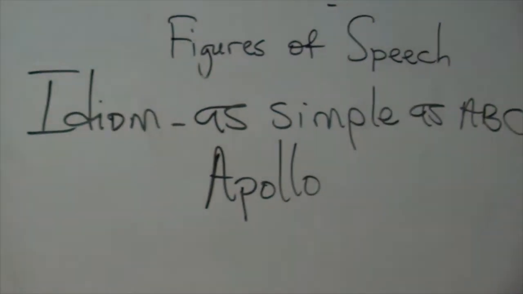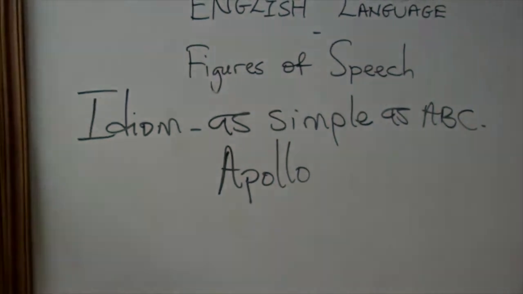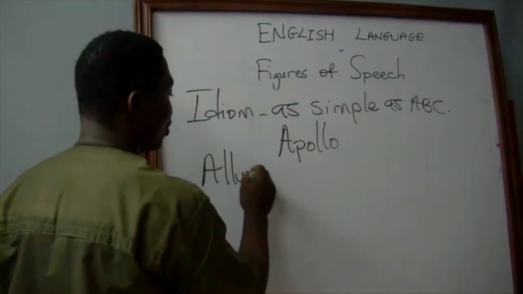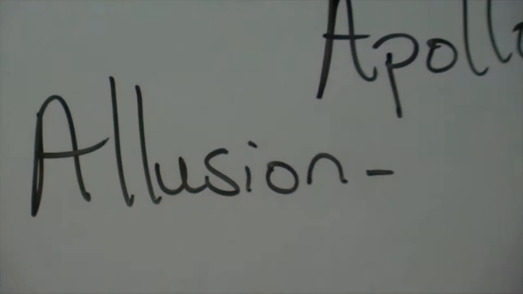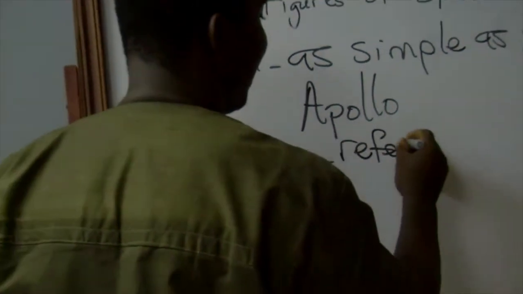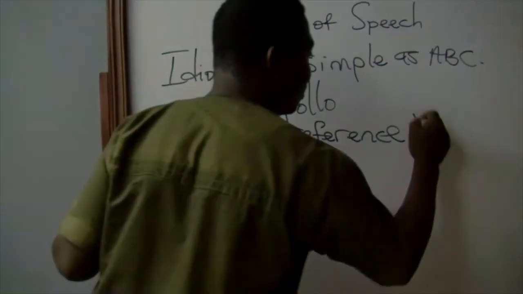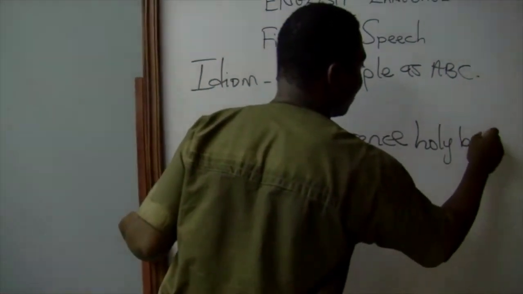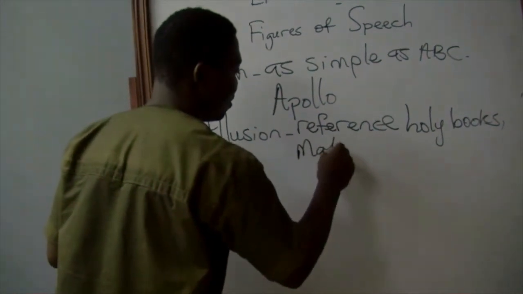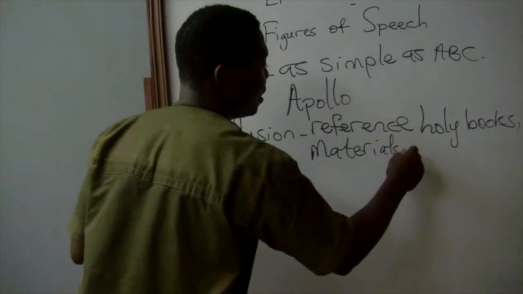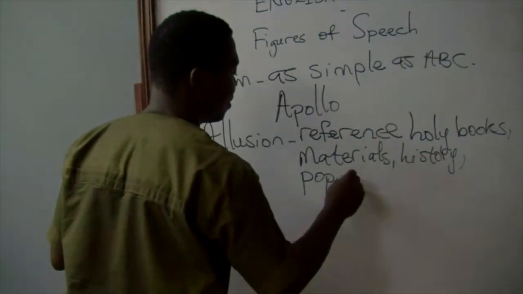We are going to be considering another one quickly, and that will be allusion. Now, what is an allusion? Allusion simply means a reference. What kind of reference? Reference to holy books. Holy materials. History. Popular sayings.